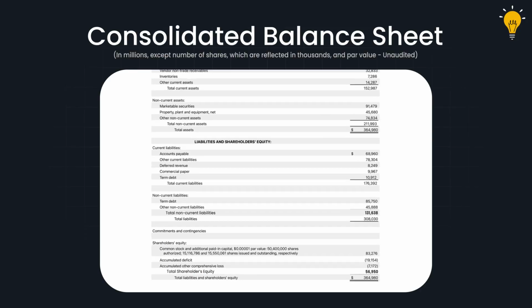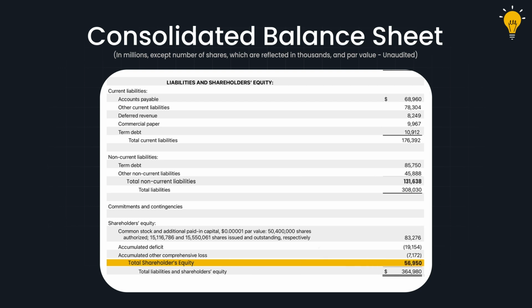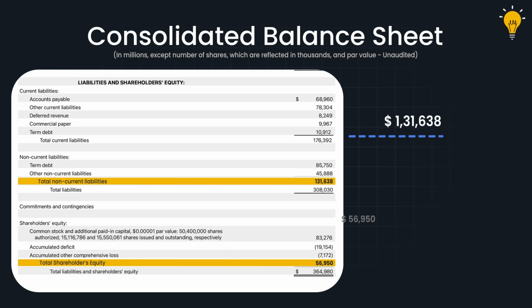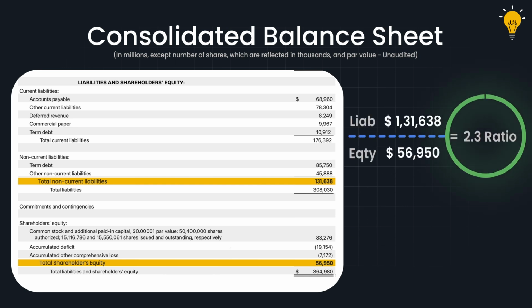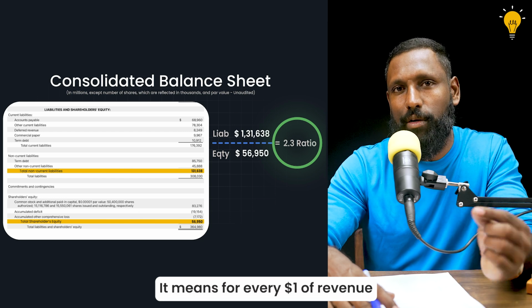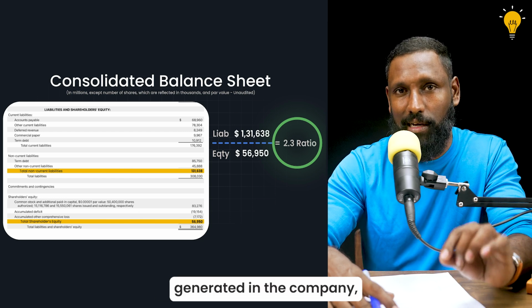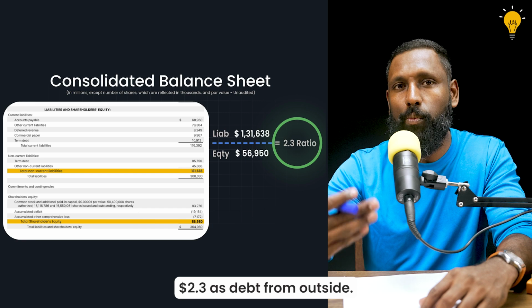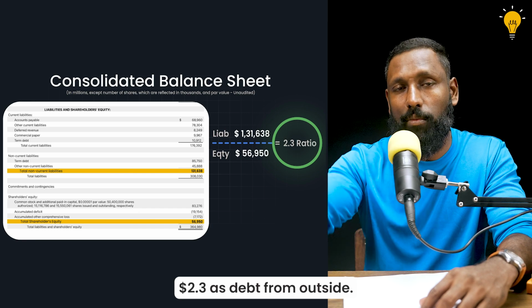Now, if you look at this balance sheet, shareholders' equity is here and the long-term debt, which is non-current liabilities, is here. If we divide total liabilities by total equity, then we will get this ratio of 2.3. Now, what does it even mean? It means for every $1 of equity in the company, it has borrowed $2.3 as debt from outside.